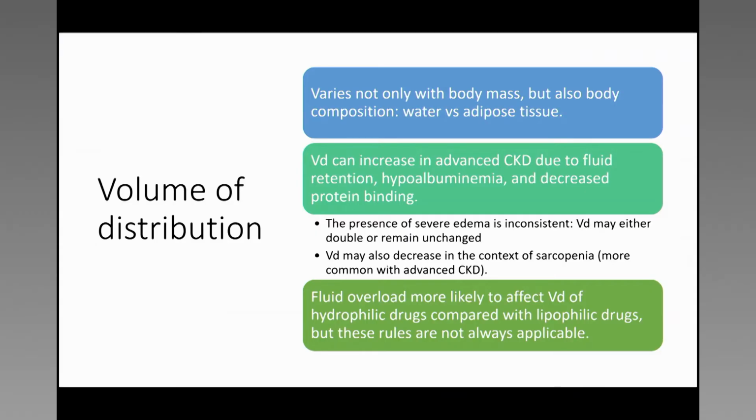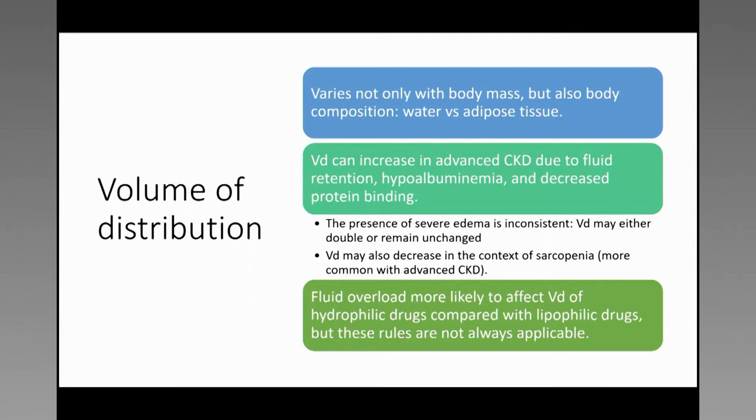The impact of severe edema on volume of distribution is fairly inconsistent, and this may relate to the fact that we're looking at different drugs with different physicochemical and pharmacokinetic properties, so there is no clear rule. But probably what does happen is that drugs which are more hydrophilic in nature are more likely to have an increase in their volume of distribution because there is some water retention. However, even in dialysis patients, the interdialytic weight gain that occurs is relatively small compared to the overall body volume, and therefore this tends to be a relatively small component.